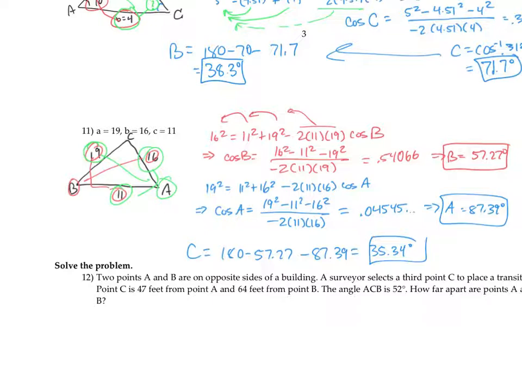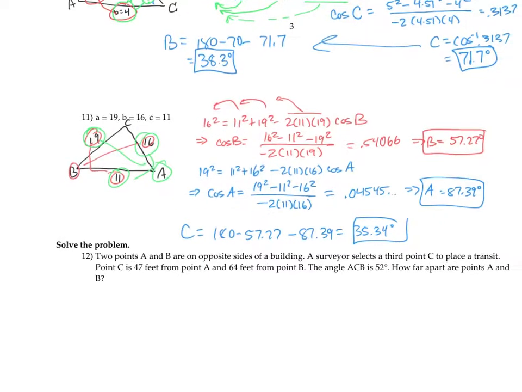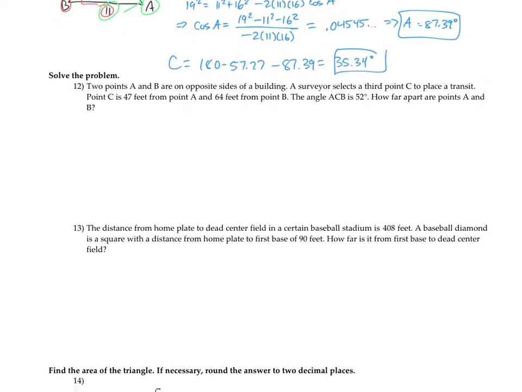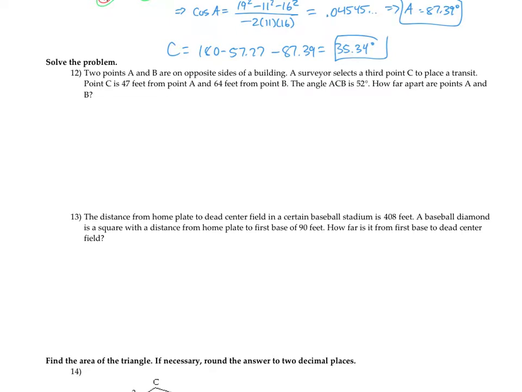Let me get rid of that. An application problem, or two, that involves those law of cosines and law of sines to solve those. Okay, we've got points A and B that are on opposite sides of a building, and the surveyor selects a third point to place a transit.